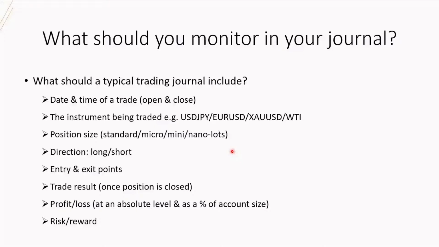Okay, the next item that you would have to include would be position size. Right, what is position size? This is the type of contract that you are trading. It could be the standard contract, the micro, the mini, or the nano lots, right? Depending on your preference. Okay, and also, of course, not only your preference, it also depends on your account size, right?